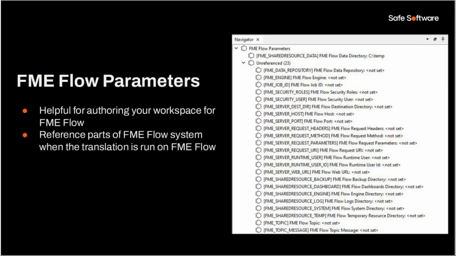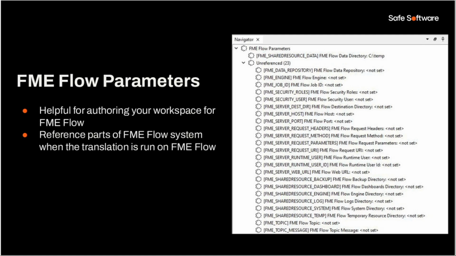So FME Flow parameters, these are very helpful when authoring your workspace in FME Workbench, knowing that you're going to publish it up to FME Flow for others to consume. So for example, you might have reference files and folders that will be hosted in FME Flow. You want to point to those resources locally while you're developing your workflow. You can also reference parts of the FME Flow system when the translation is run on FME Flow. For example, you might want to know who the user who's running the workspace is. You might want to know what the job ID is, and other runtime specific information.